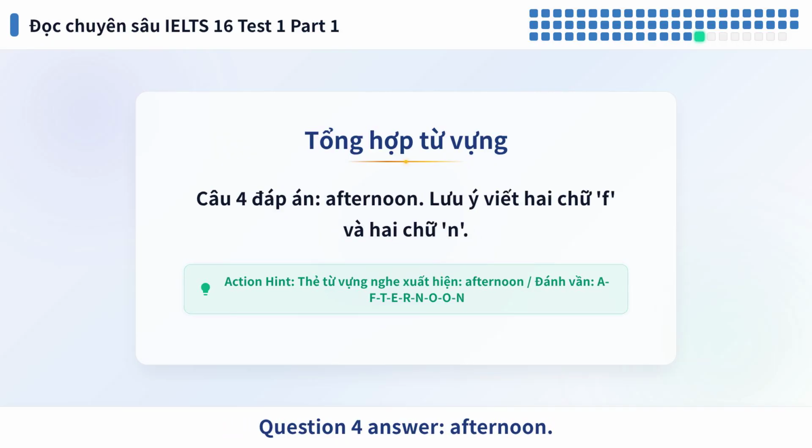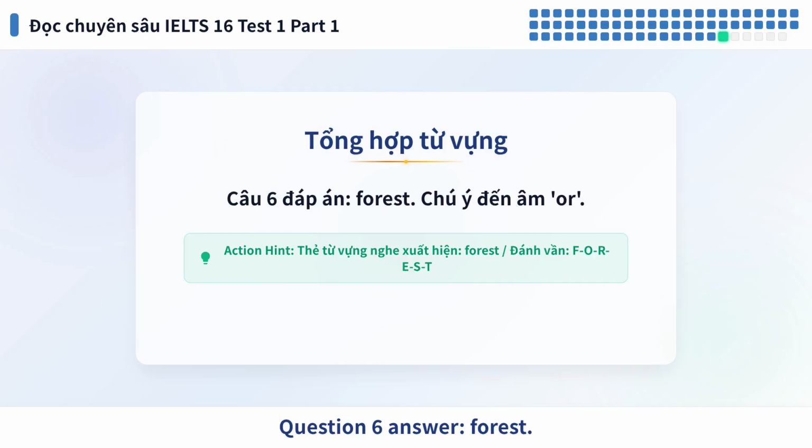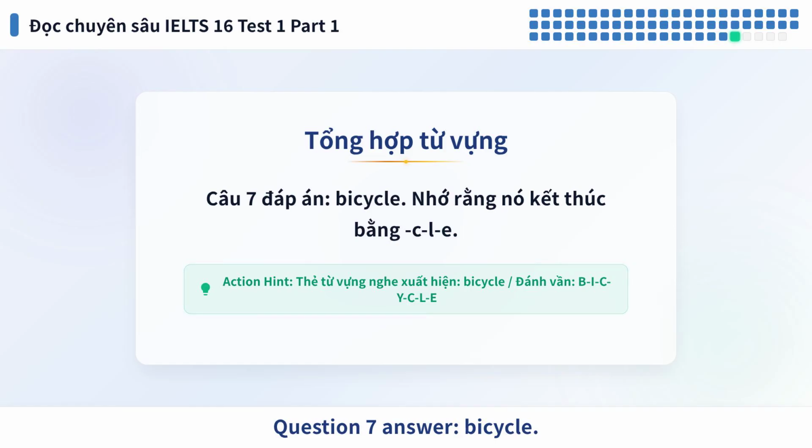Next, let's review the key vocabulary and spelling from this lesson. Question 1 answer: Hitchum. Pay attention to the pronunciation of the letter H. Question 2 answer: Brochure. Remember, it ends with URE. Question 3 answer: 12th November. Pay attention to the order of the date. Question 4 answer: Afternoon. Note the double F and double N.